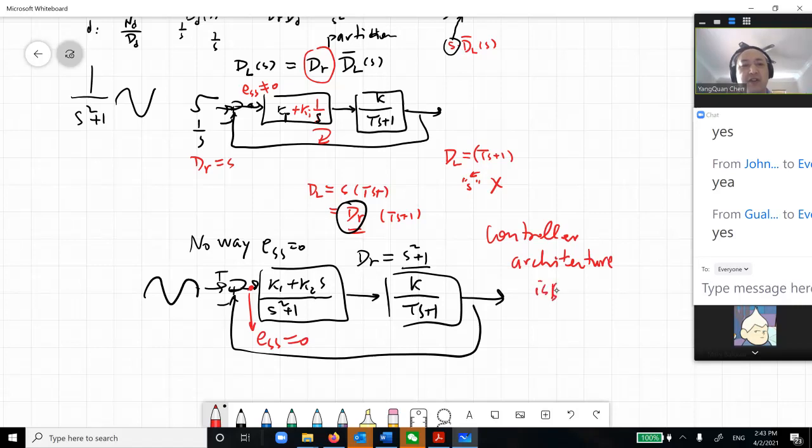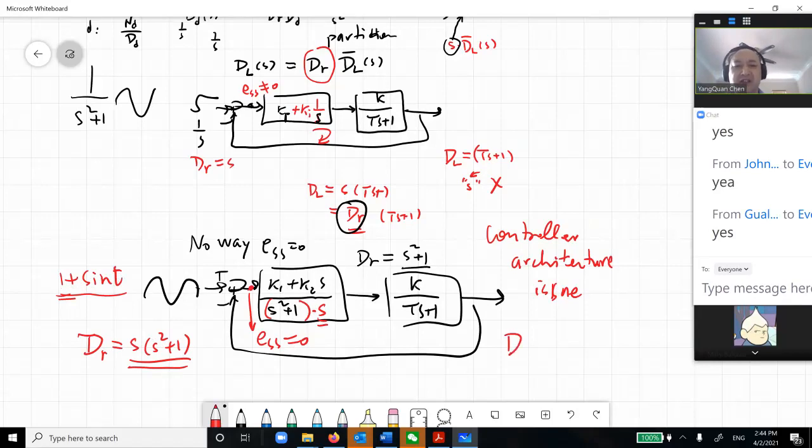But you say, oh, I also have a 1 plus sine t in here. I also have a step constant. So what should you do? You should add another s in here. You need another s. Because in this case, dr is s squared plus 1, and this must be contained in the dl, okay? So in this case, the dl is s squared plus 1 times s times ts plus 1, right?